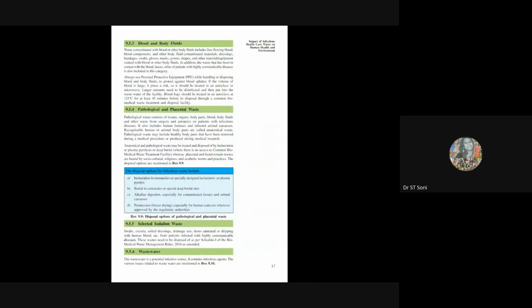Then blood and body fluid exposure can also lead to a lot of risk of transmission of disease, and pathological and placental waste. So all this waste, which has a high risk, is actually incinerated, so that the risk of transmission to public health or to mankind is reduced to zero.